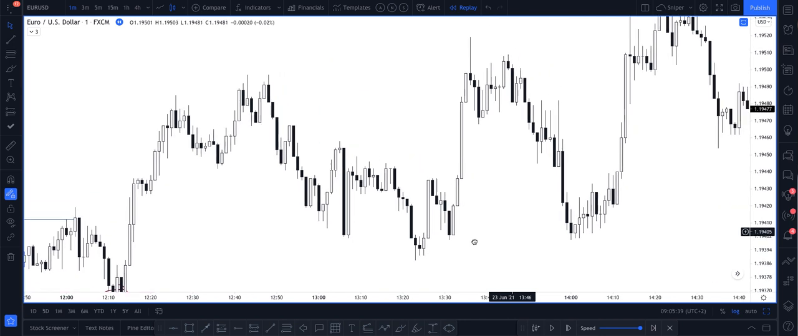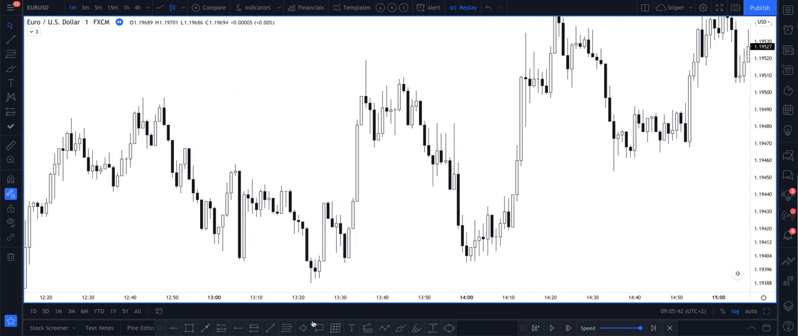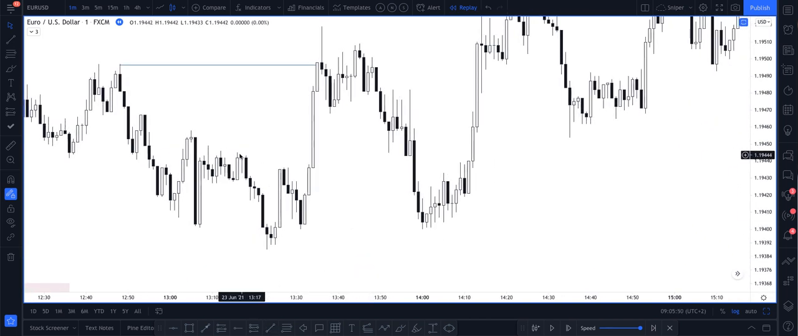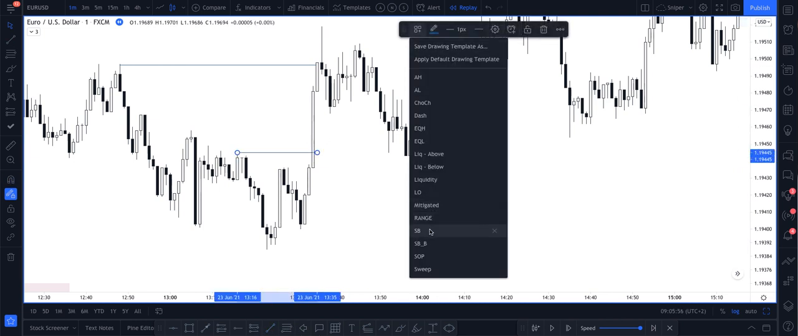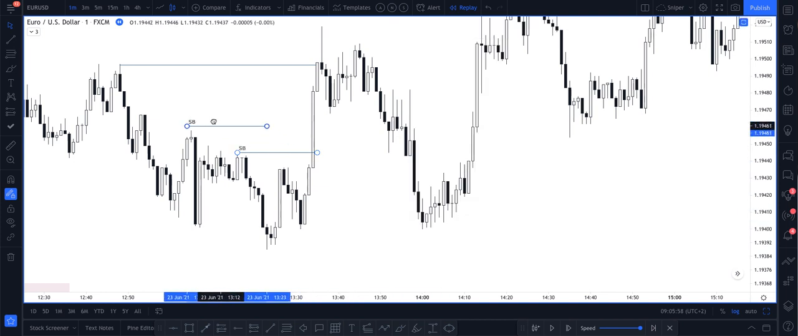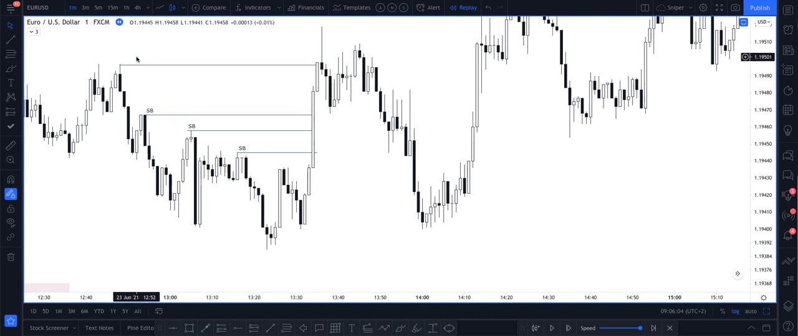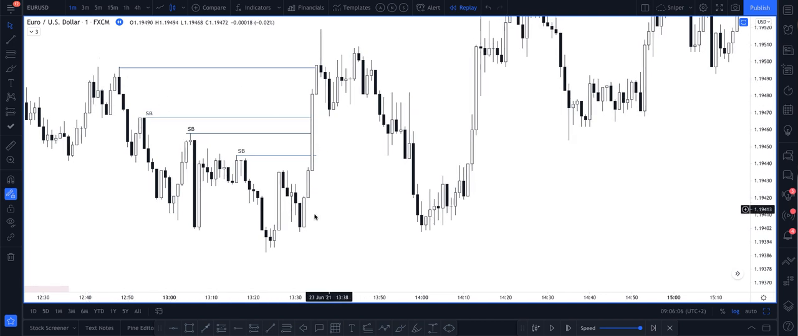Price comes back down. What do we have over here? Structure break. The body closed above the high. Where did the price originate from? And we have all of these structure breaks in between. So we have this one, and there. All of that, structure breaks, price breaking structure towards the upside.